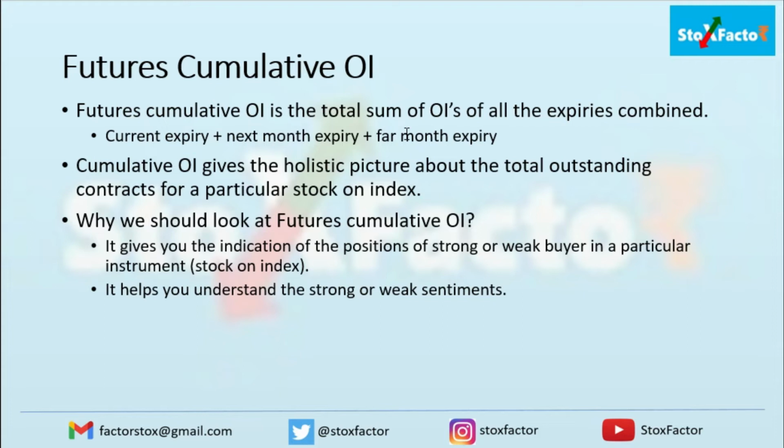That's why, in order to get the holistic picture, you need to see the cumulative OI instead of just seeing the current month OI, because then you will get the sense of how many total outstanding contracts for a particular stock or index are standing in the market. Then you can understand what is going on in this particular stock and how people are anticipating its movements, right? So that is very important.